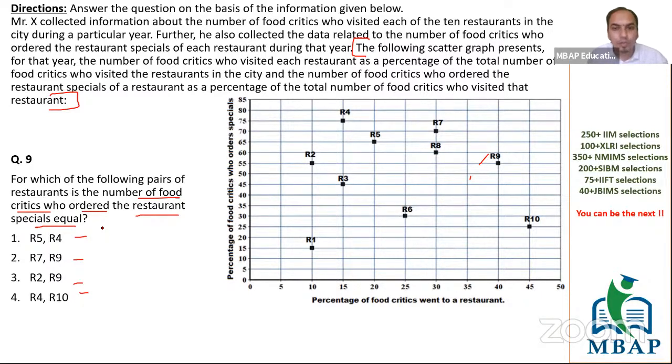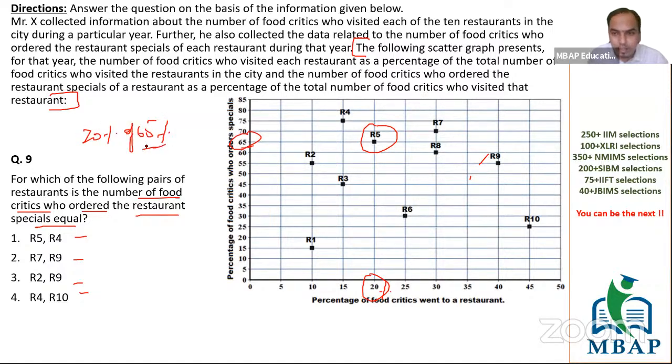How do you figure out these values? I don't think you would even need a calculator or a lot of calculations here. R5 is this, right? How many people are going? 20 people, and this is 65%. Not 20 people, 20%. So what is this number? You are doing nothing but 20% of 65%.